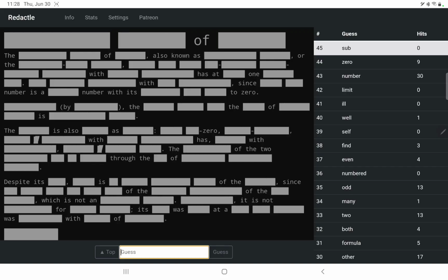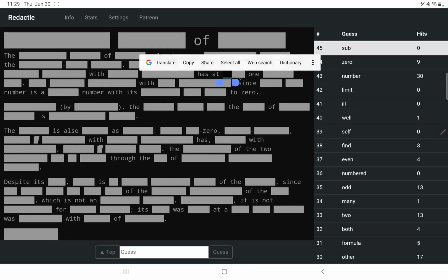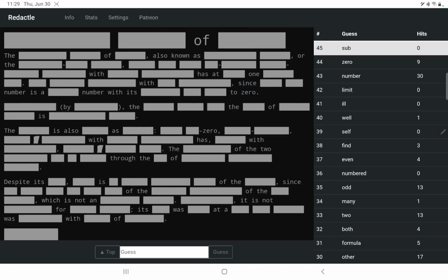Sub-zero? No. What is that dash zero? What is this? Has at, oh, it's 5 letters. I was thinking has at most. Let's do most anyway. And more. Oh, has at least, sorry, of course, has at least one. Not sure what that could be. Has at least one form.